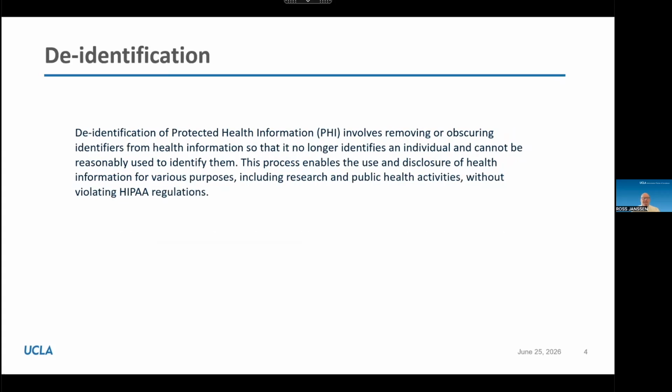And the process of de-identification under HIPAA involves removing or obscuring 18 identifiers from health information so that it no longer identifies an individual. The process enables the use and disclosure of health information for various purposes, including research and public health activities, and that would be allowable without any violations of HIPAA.